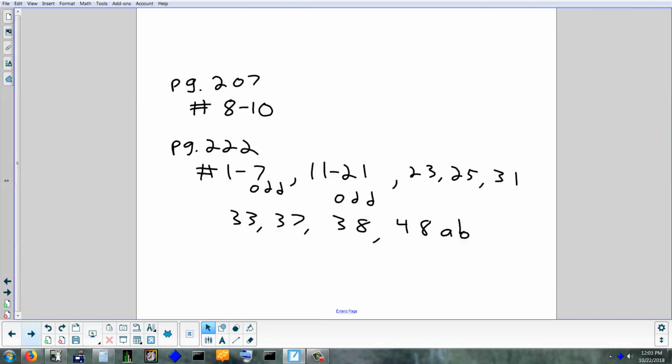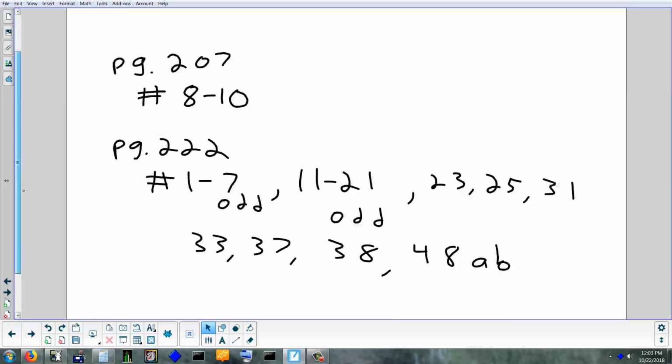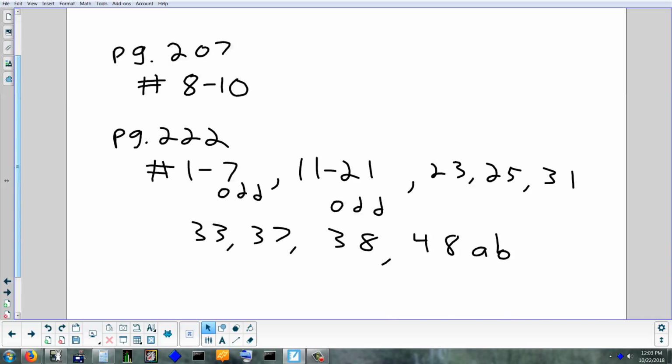All right, so the first page, that's solving systems with graphing. So just 3 questions, 8 through 10. And then on page 222, 1 through 7 odd, 11 to 21 odd, 23, 25, 31, 33, 37, 38. And I think question 48 had a part C on it. It's a concentration problem. You don't have to do part C, just parts A and B.